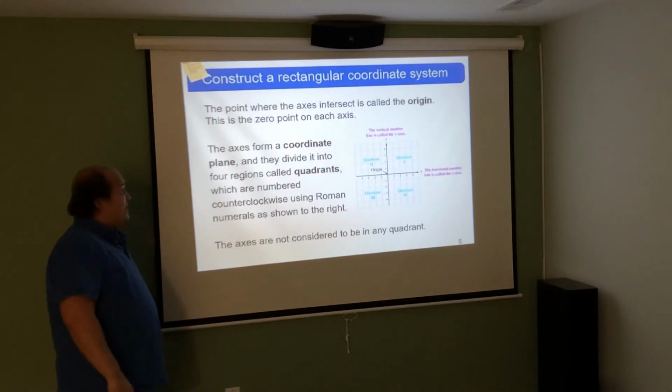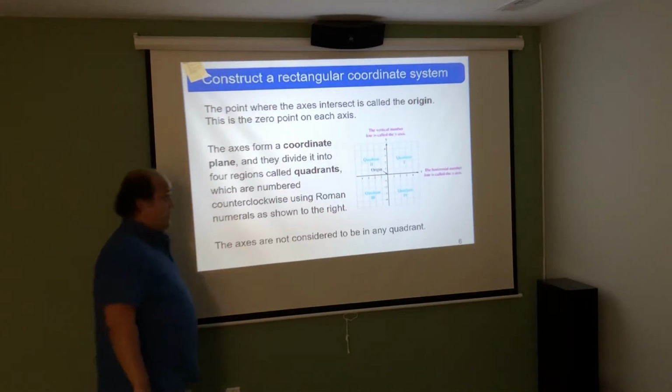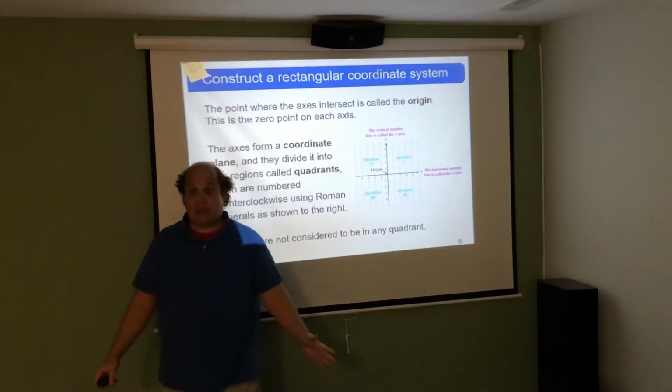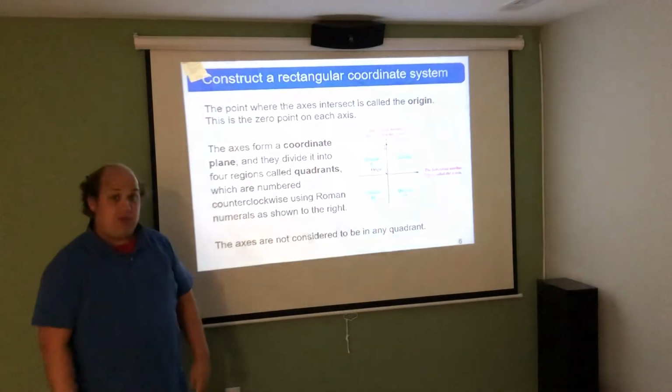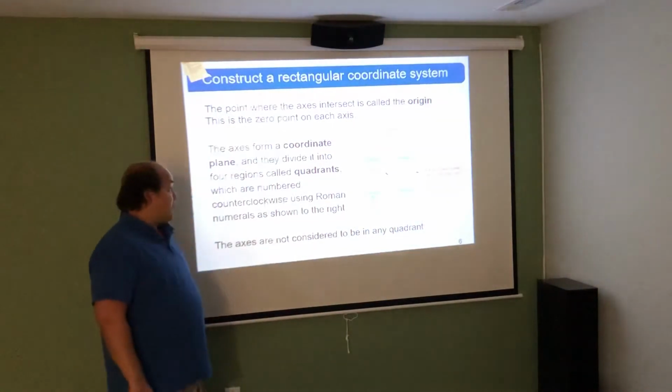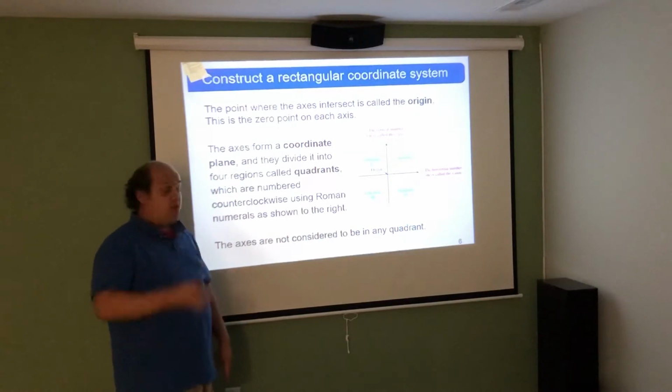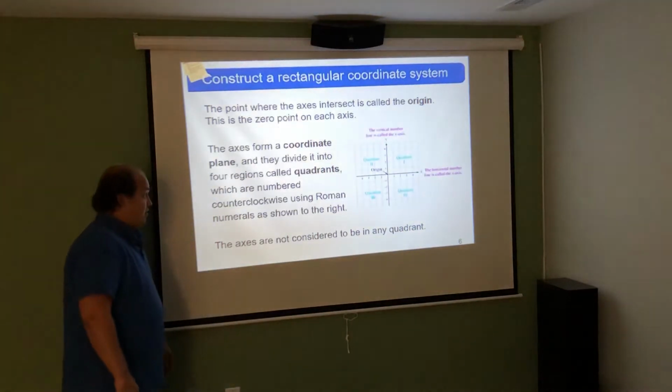The point where the axes intersect is called the origin. This origin is going to be an important word in your homework. It's going to ask where to begin. When you begin graphing, you always begin at the origin. So that point is called 0, 0 because you've moved 0 left and right. You've moved 0 up and down.